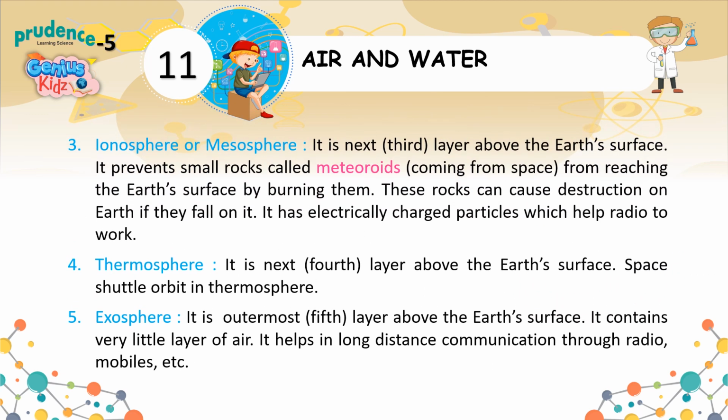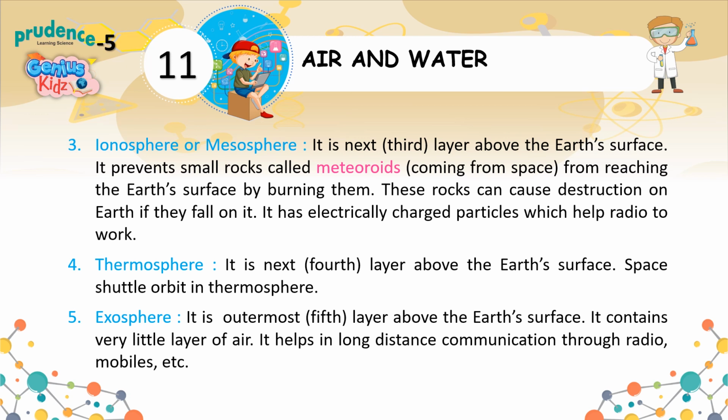3. Ionosphere or mesosphere. It is the next, third layer above the Earth's surface. It prevents small rocks called meteoroids coming from space from reaching the Earth's surface by burning them. These rocks can cause destruction on Earth if they fall on it. It has electrically charged particles which help radio to work.